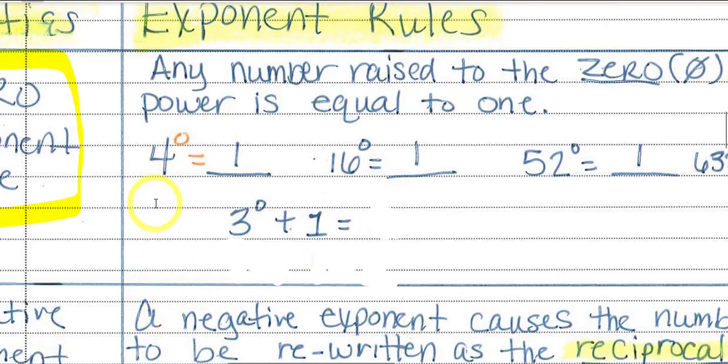Okay, so if I am going to do 3 to the 0 power, I know that that's equal to 1. So I'm going to make that a 1. And then I'll bring down the plus sign, bring down the 1. 1 plus 1 is going to equal 2. So that means that 3 to the 0 power plus 1 equals 2.